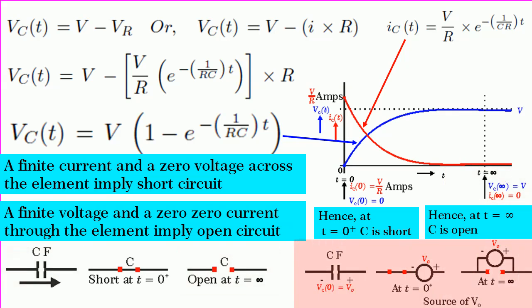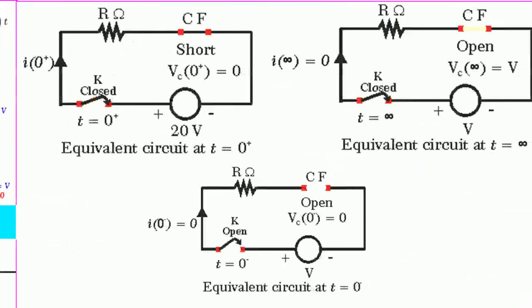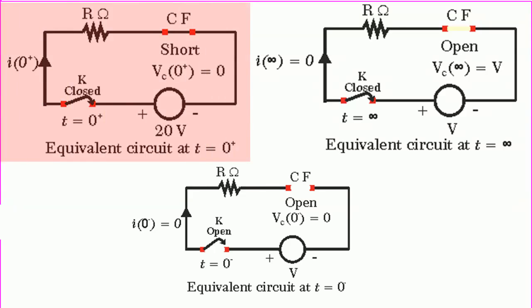If the initial voltage Vc of 0 is present across the capacitor before closing, the capacitor will behave as a voltage source of Vc of 0 as shown. So, by incorporating these aspects, the equivalent circuit at t equal to 0 plus can be drawn as shown in figure.